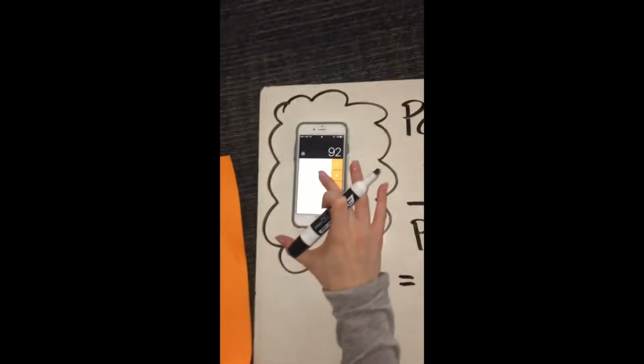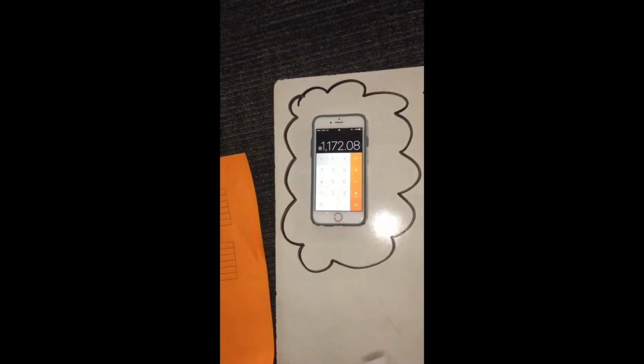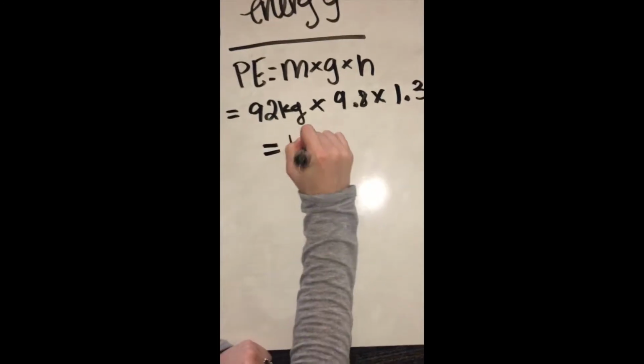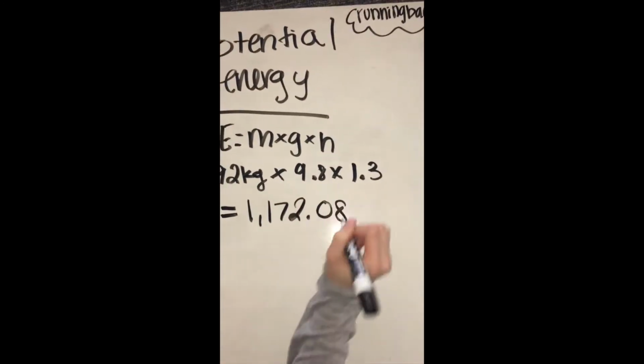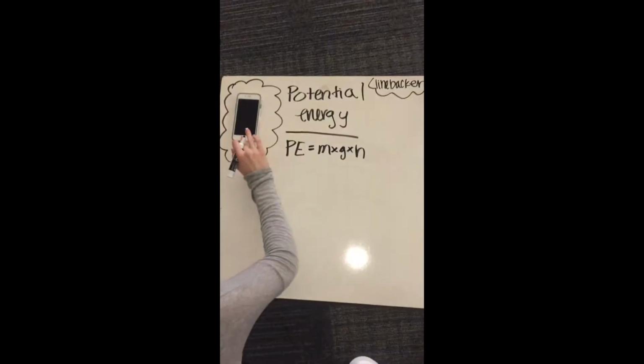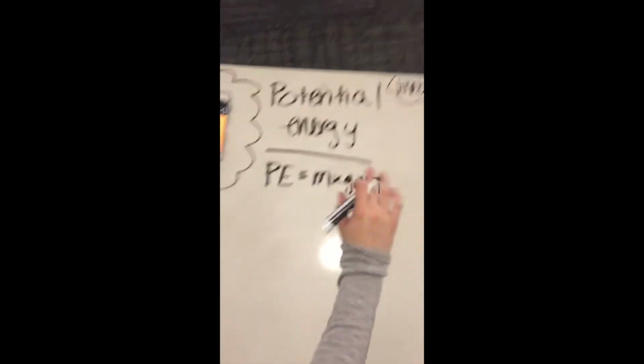92 times 9.8 times 1.3. So our answer is 1,172.08.